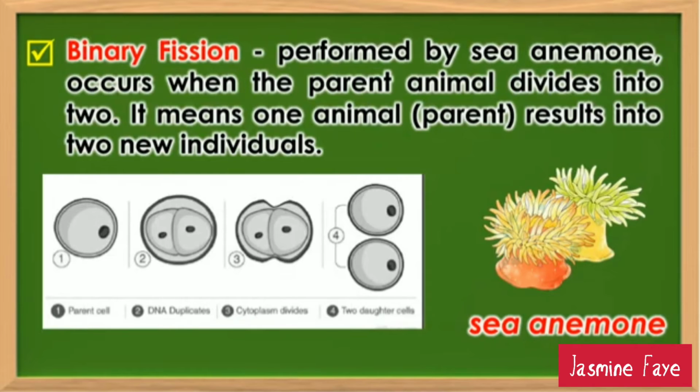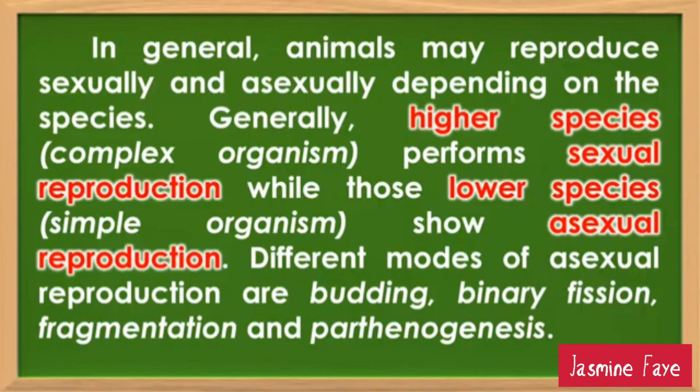On the other hand, binary fission, which is performed by sea anemone, occurs when the parent animal divides into two. It means one animal or parent results into two new individuals. In general, animals may reproduce sexually and asexually depending on the species. Generally, higher species or complex organisms perform sexual reproduction, while those lower species or simple organisms show asexual reproduction.